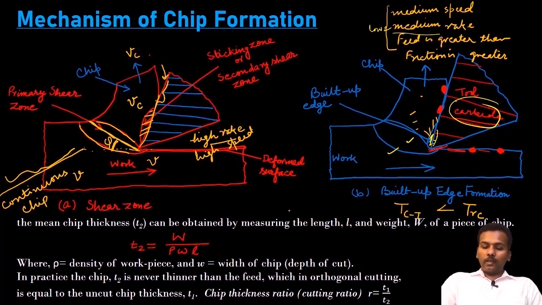Now there is a third category, that is the discontinuous chip. Discontinuous means that while there is deformation in the primary shear zone, the deformation is interrupted, serrated. You know that in the case of brittle material, there will be minimal deformation. So in that case, it will suddenly fracture. When this fracture occurs in the primary shear zone, it will be in the form of smaller fragments.